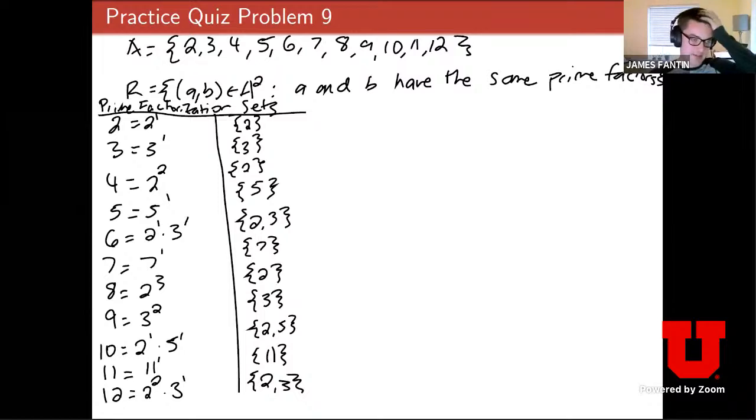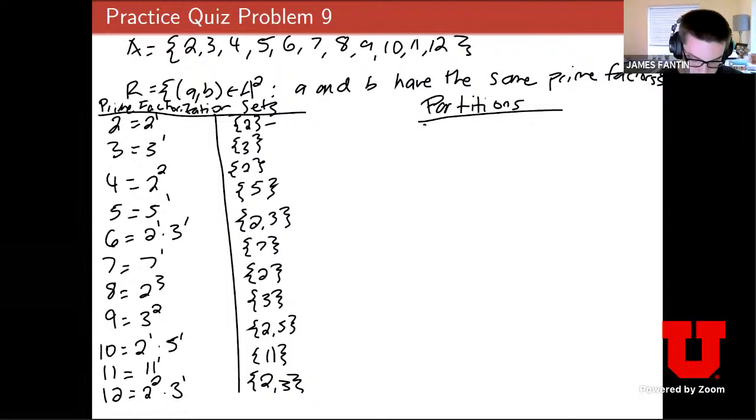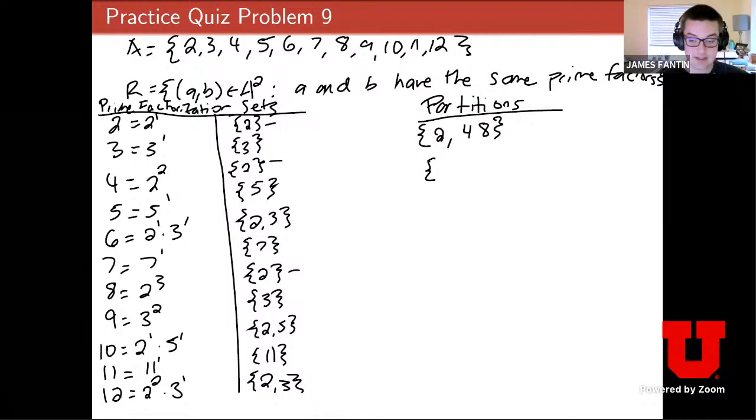So we've got all of these elements. Who do we have related to each other? And then I guess this can be our partitions. So one of them, let's look at all the things that have just the set 2. For one, we've got set 2. We've got the element 4 and 8. Then for the elements that just have the set 3, we've got 3 and 9.